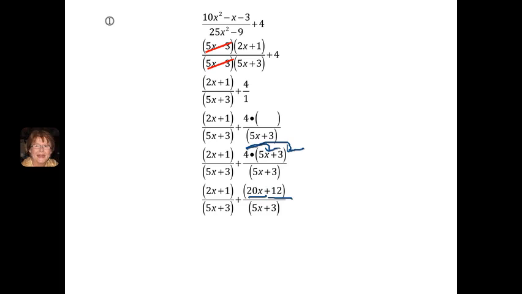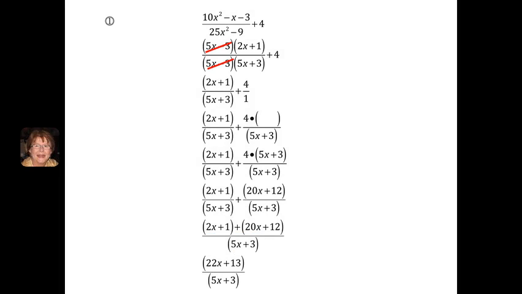We now have common denominators. Now we can add our numerators. We keep that lowest common denominator and we add the numerators, and we collect our like terms. 2x plus 20x is 22x, and positive 1 plus 12 is positive 13.